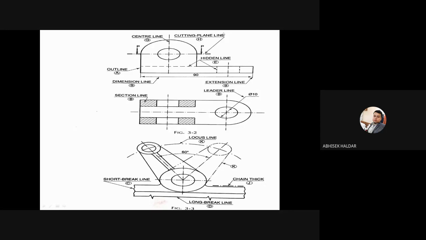And this cutting plane line I am not discussing right now. It will be discussed in assignment number 3, when I discuss the section of solids, when I try to cut any object.